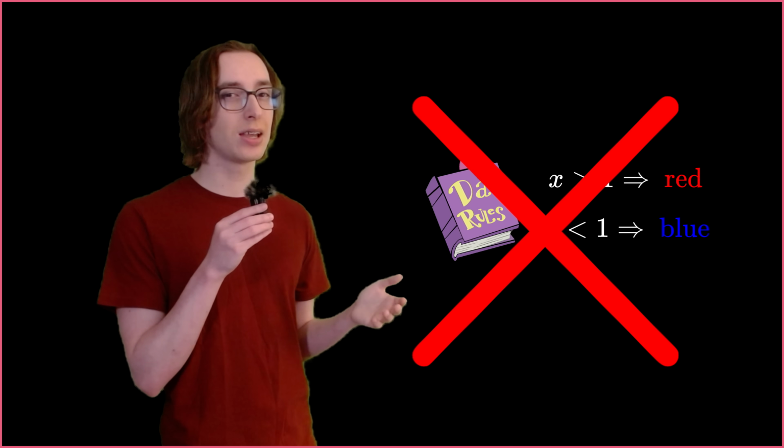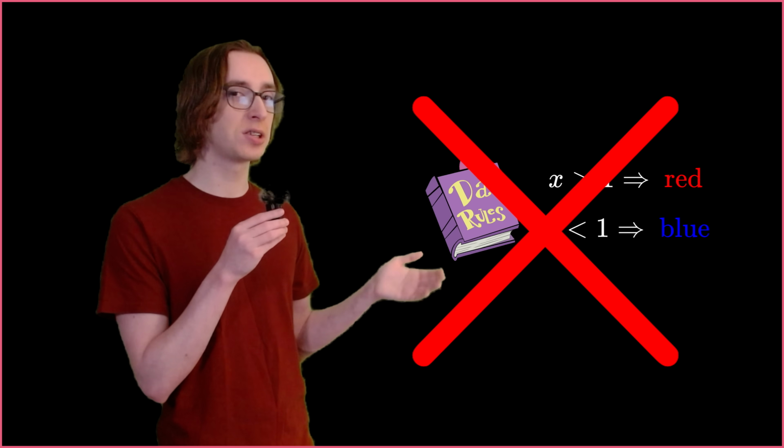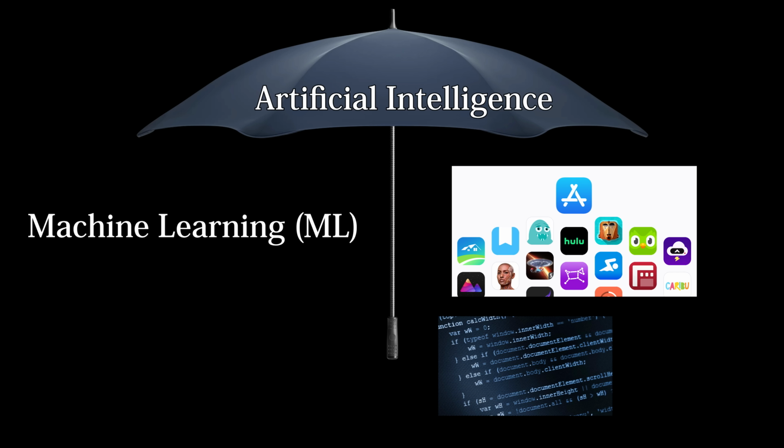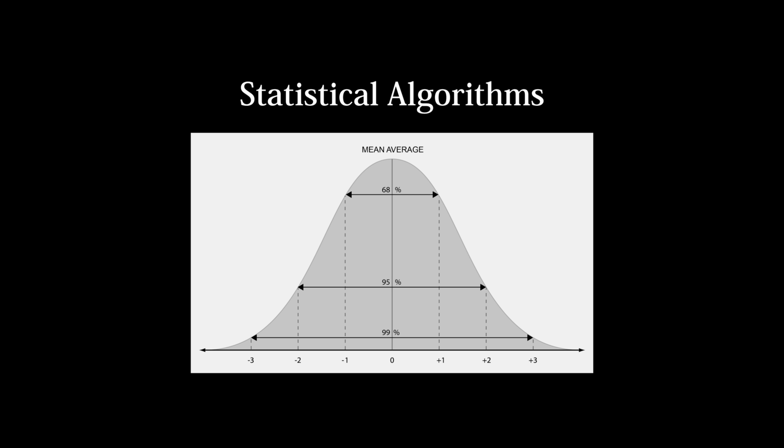Nowadays, when people say AI, what they really mean is a subset of artificial intelligence called machine learning. Machine learning is itself a massive field of study that has been around for decades and works quite differently from our simple conditional statements. Machine learning, or ML for short, is a subset of artificial intelligence based around statistical algorithms.